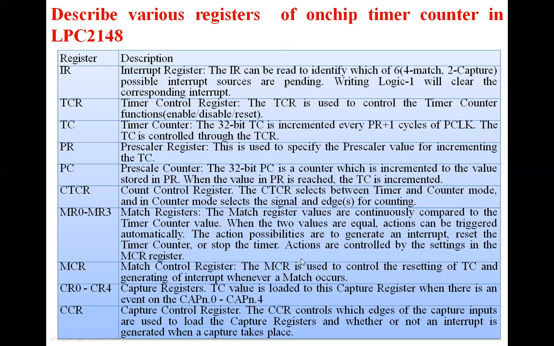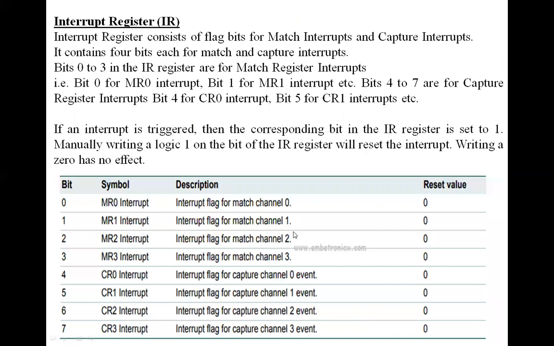Then CCR is the capture control register. The CCR controls which edges of the capture input are used to load the capture register and whether or not an interrupt is generated when a capture takes place. So these are the registers available with the timer and counter. Now I am giving you an idea about what the registers are and how you can understand them.